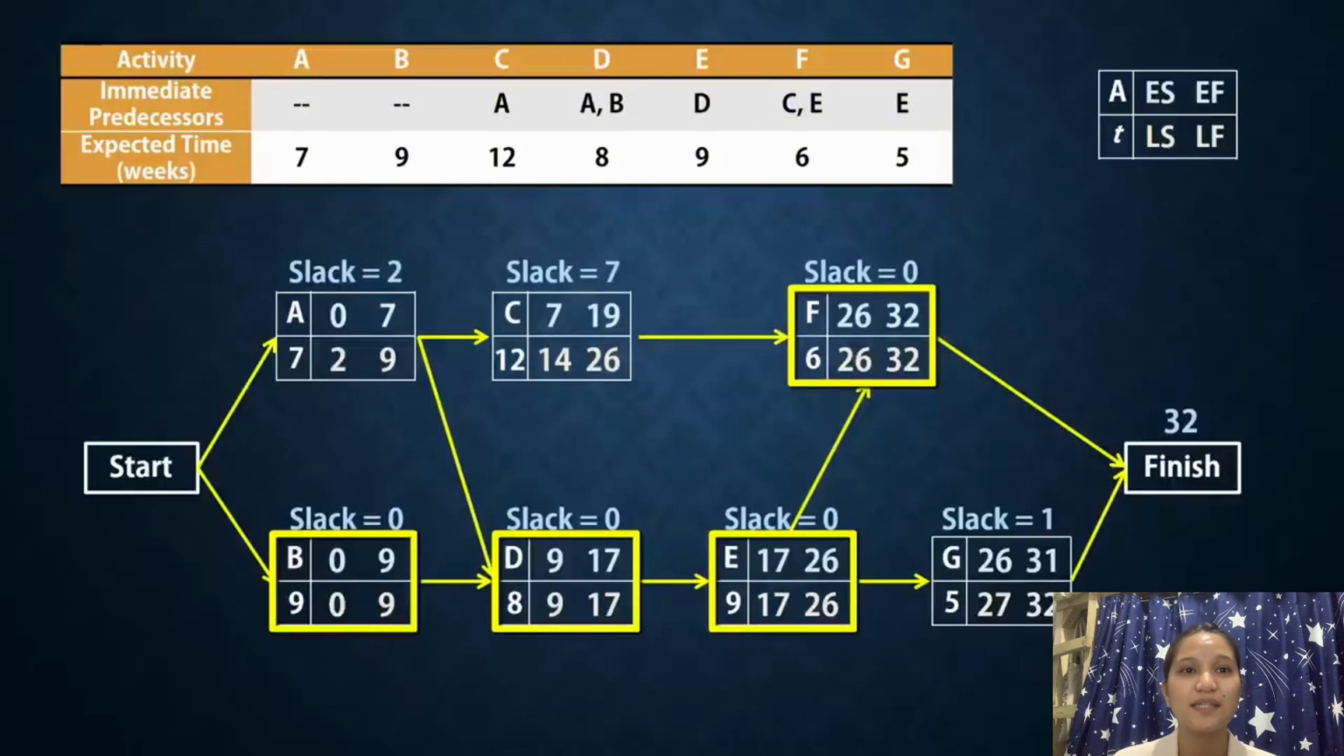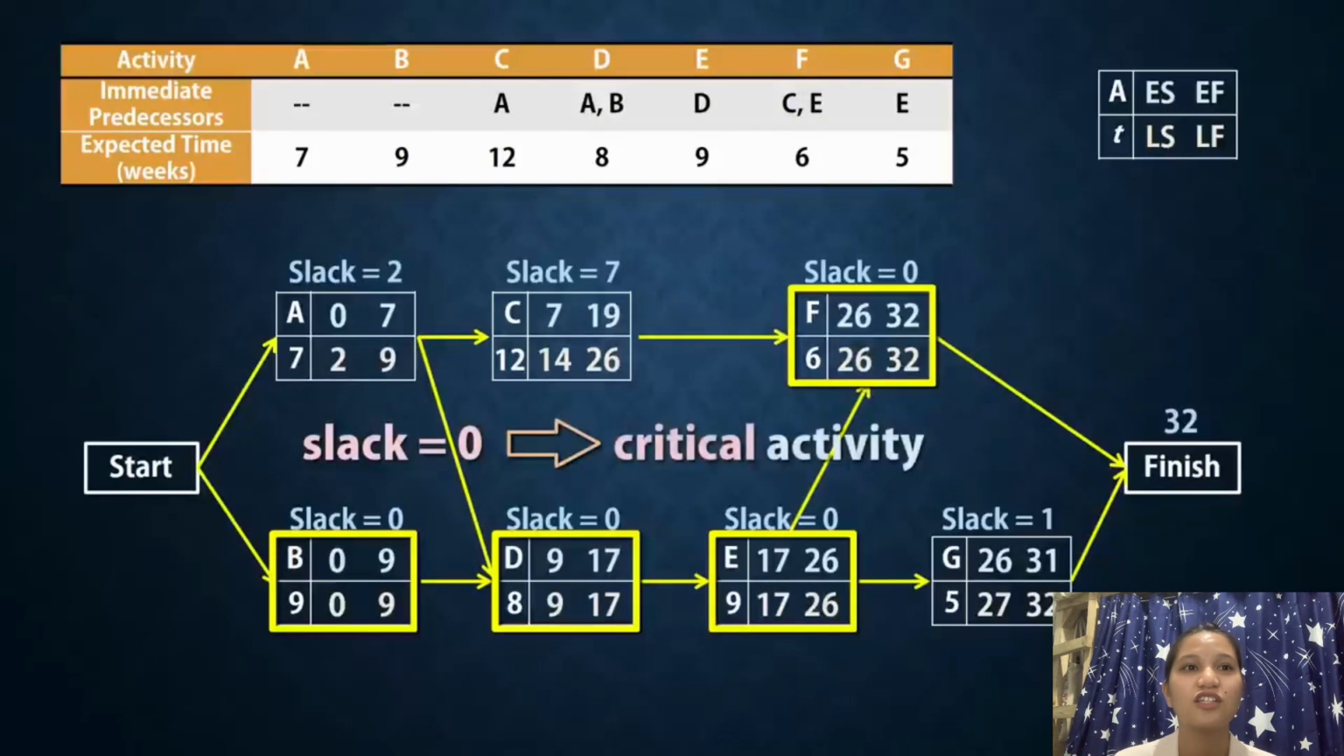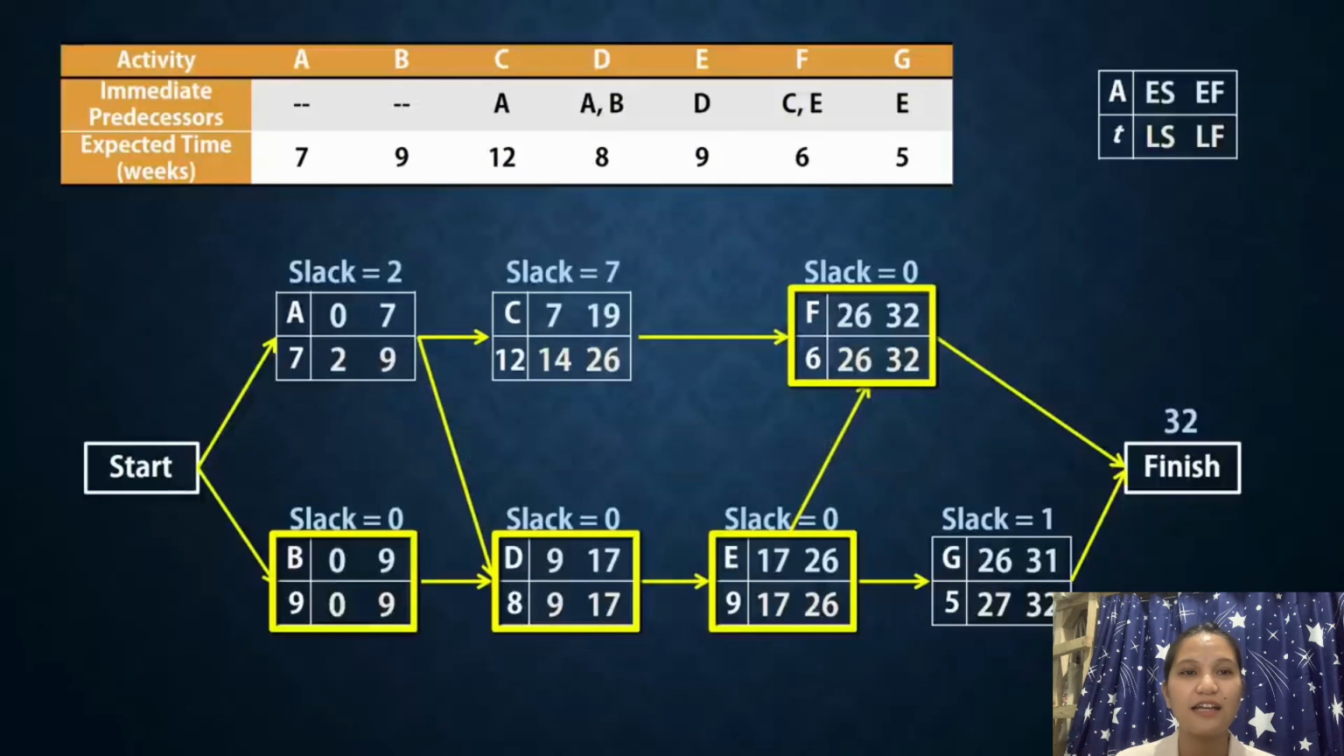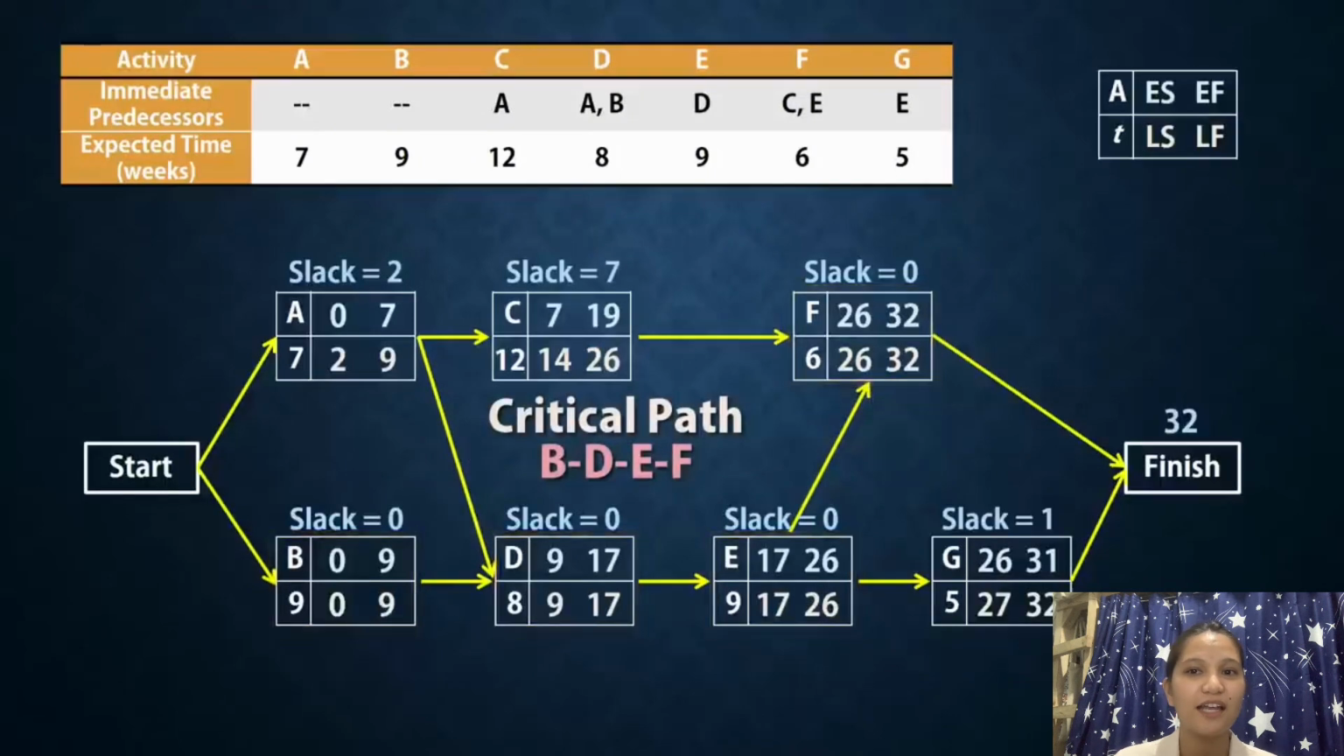The activities with zero slack are called critical activities, and they form a critical path, which is the longest path in the network. The critical path here is B, D, E, and F. And yeah, that's it. That's how we can find the critical path using PERT or CPM.